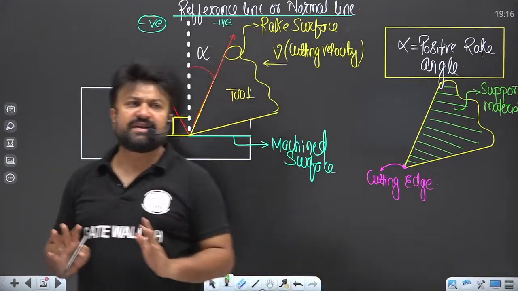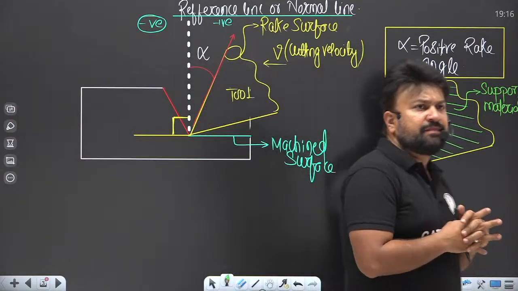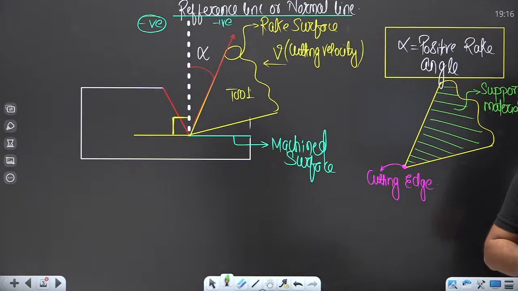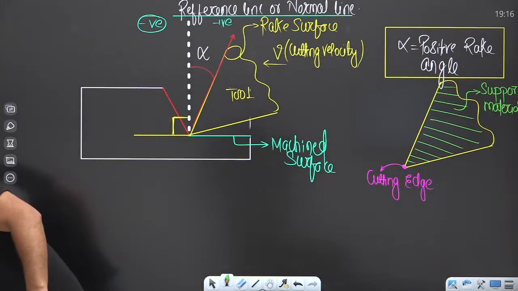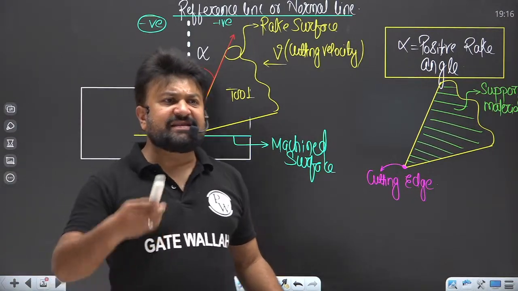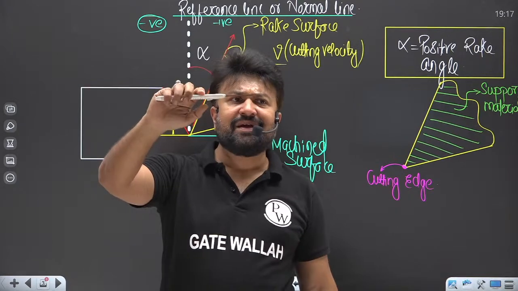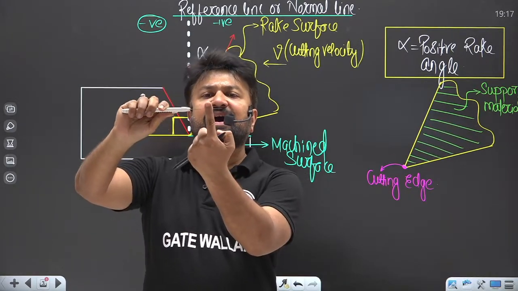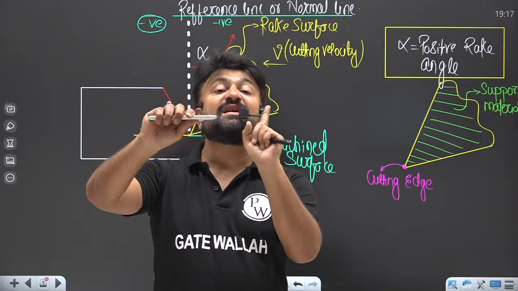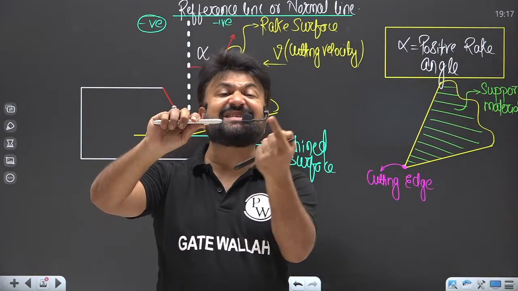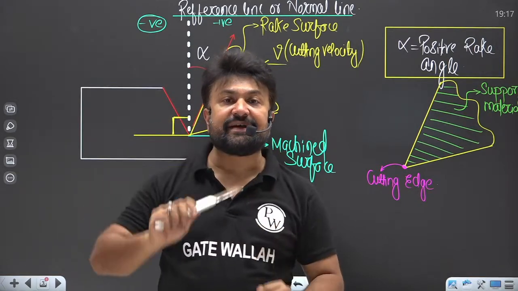Yes or no? Is that point clear? My dear, you can see this is the cutting edge, right? This is a blade, basically, simply. Behind this blade, there will be a material that is known as what? Supporting material that supports the cutting edge.